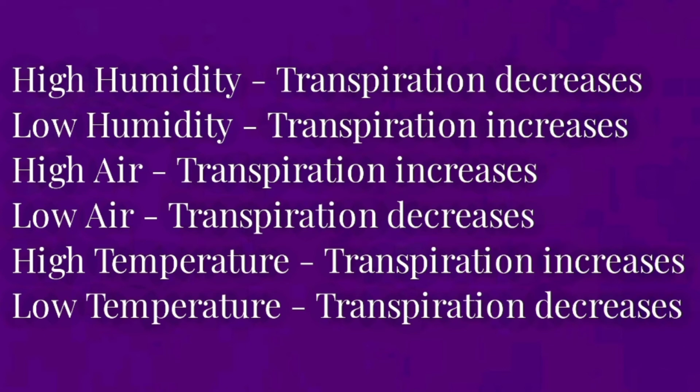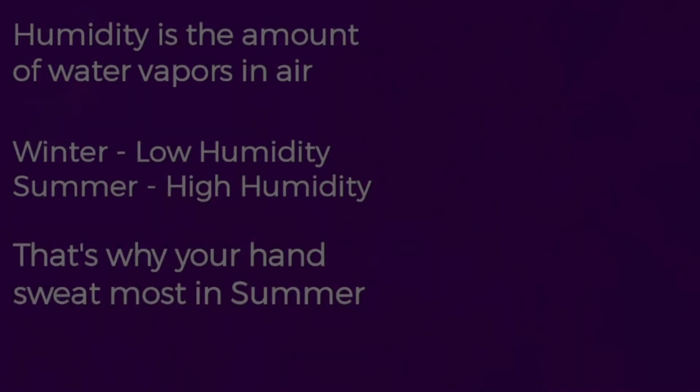We can say that when there is low humidity in the atmosphere, the transpiration can increase. When there is high air, or high wind, the transpiration increases. When there is low air, the transpiration will decrease. If there is high temperature, or the sunlight is high, the transpiration will increase. And if we have low temperature, or low sunlight, the transpiration in a plant will decrease.